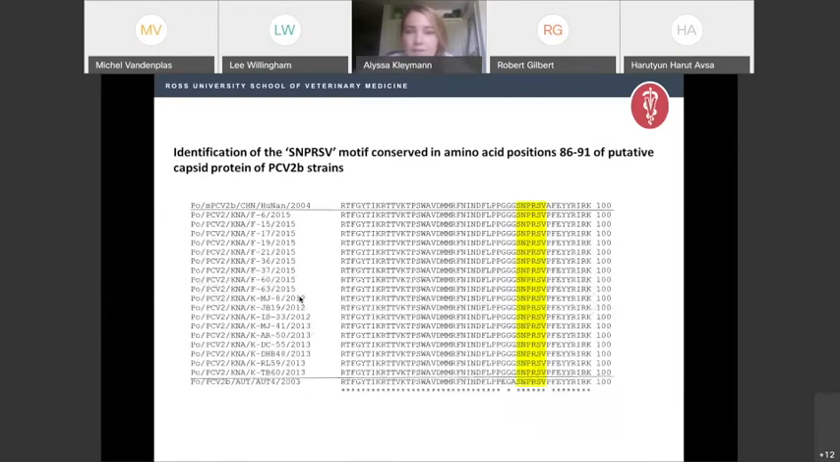Here, I would like to point out the conserved motifs that we saw at the putative capsid protein at the amino acid position 86 to 91. And here we see all of our strains, and this conserved motif is seen specifically in PCV2B strains and distinguishes it from PCV2A and PCV2D.